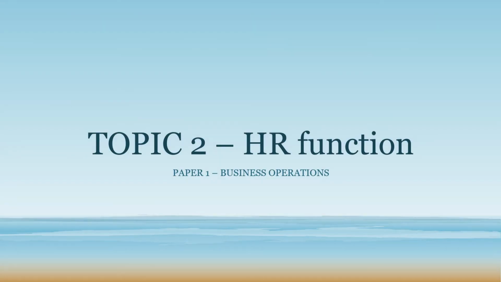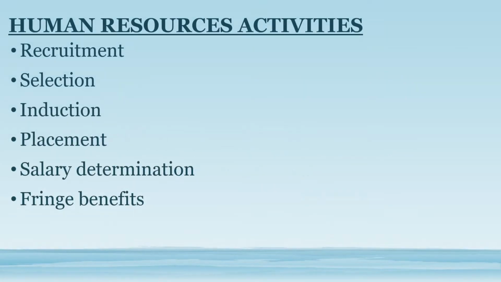Topic 2, Human Resources Function. This is part of your paper 1 and it forms part of the business operations, which is question 3, 4, 6. Human resources topic is divided into 6 activities. The human resources activities, which we call recruitment, selection, induction, placement, salary determination, and fringe benefits.